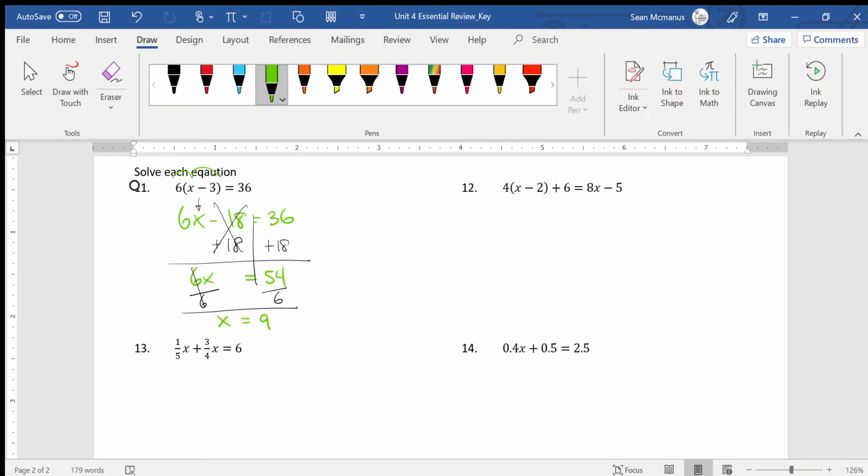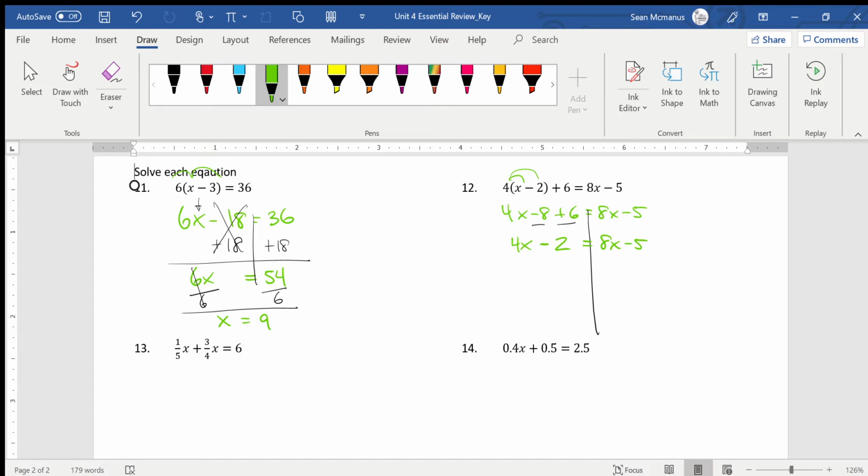All right, over here, same idea. We have to distribute to start. So 4x minus 8 plus 6 equals 8x minus 5. All I've done is distribute, and I rewrite one thing every step. So I'm going to draw my line down here. I can look on this side and see I have two things on the same side that I can stick together. Minus 8 plus 6, I can combine those for a minus 2. So every step I'm only doing one thing.